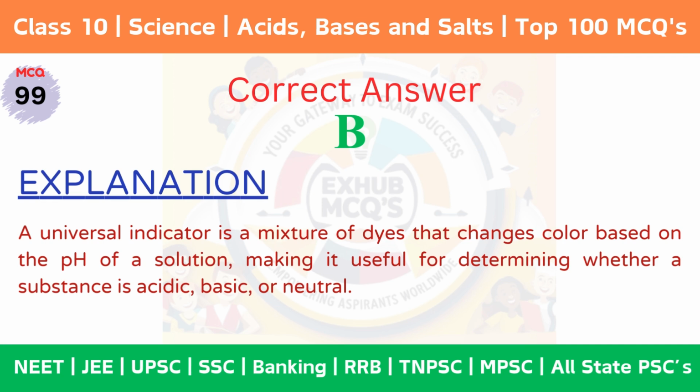Explanation. A universal indicator is a mixture of dyes that changes color at different pH levels, allowing it to determine whether a substance is acidic, basic, or neutral.